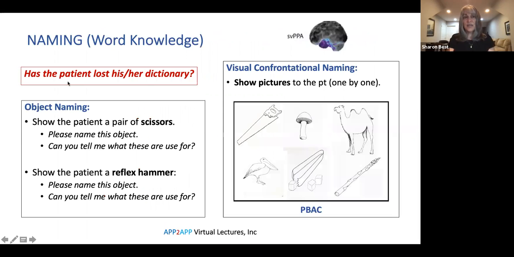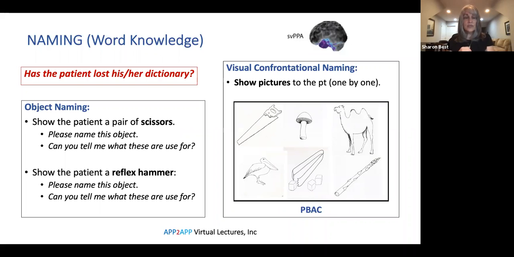Okay, so also again, has that patient lost their dictionary is what we're looking for. So we can do object naming. We can show them a pair of scissors. Please name the object. If they can't name it, we're going to try to tease out, is this a word finding problem or have they really lost it? So we can say to them, can you show me how you would use these? And they can pantomime cutting.